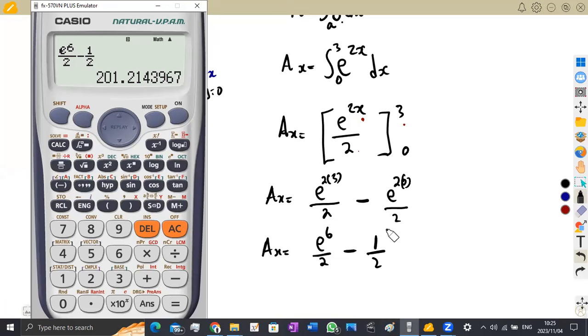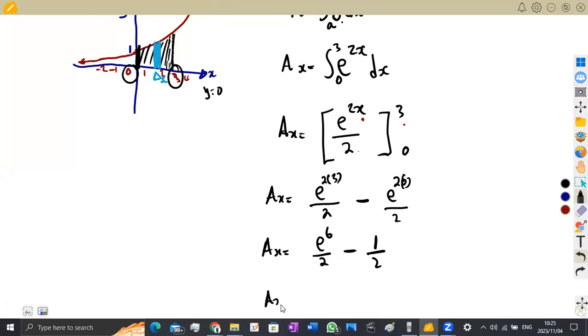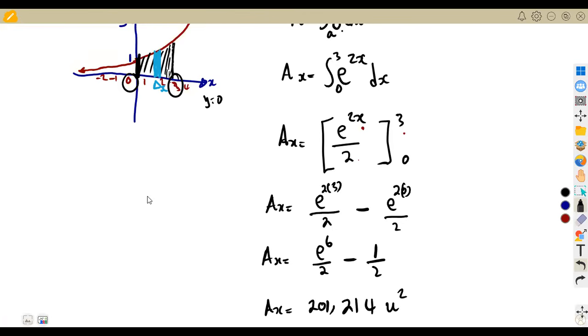You can change this to 3 decimal places, which is shift setup, then fix to 3 decimal places. Gonna press 3 there. So it will be 201.214. So that's our area with respect to x, it is going to be 201.214 square units. Like I said, you can write square units, or you can just write u to the exponent of 2. It means square units in this case. All right, so that's it. That's how we can simply determine the area.